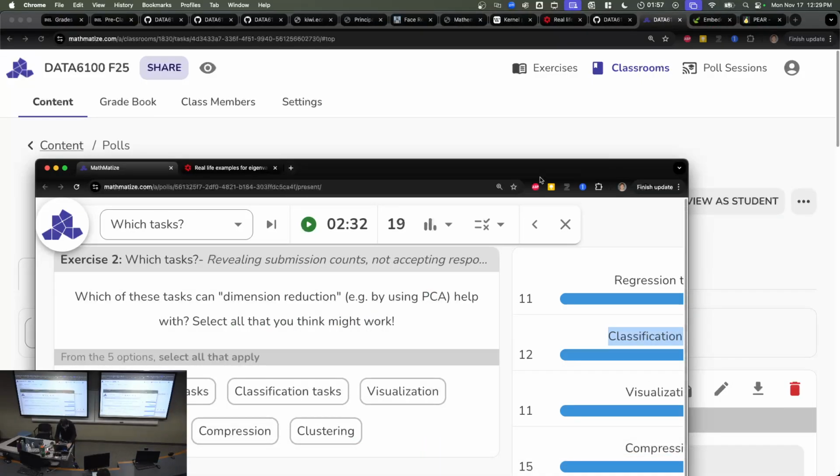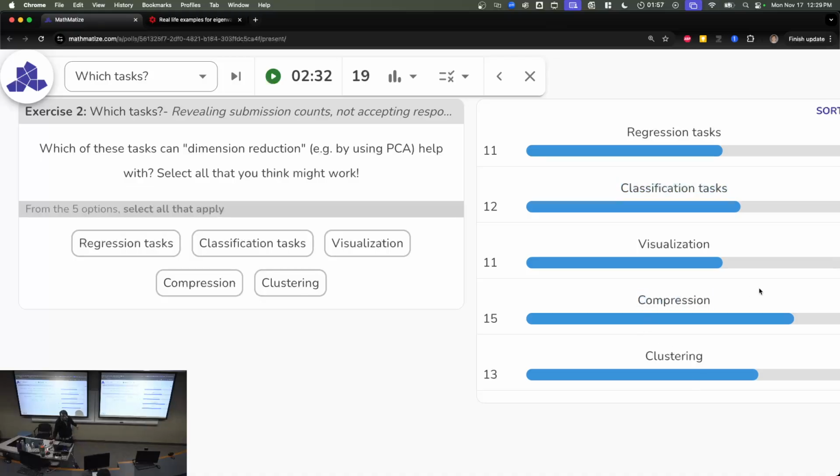All right. So we've done compression. That was correct. Clustering. That was correct. Classification. That was correct. What is left is visualization and regression, which were selected by about half the class, right? 19 people, and we had 11 people choose them. Visualization, this is an absolute classical thing.